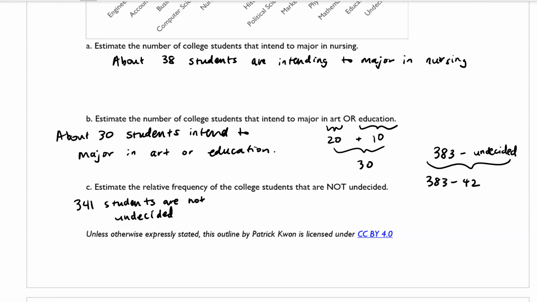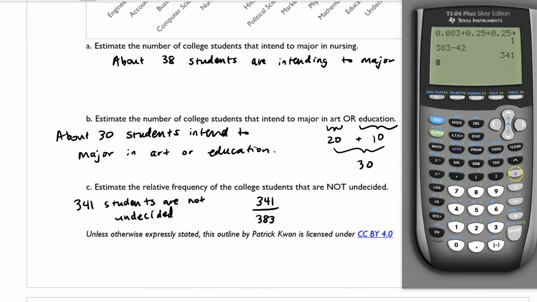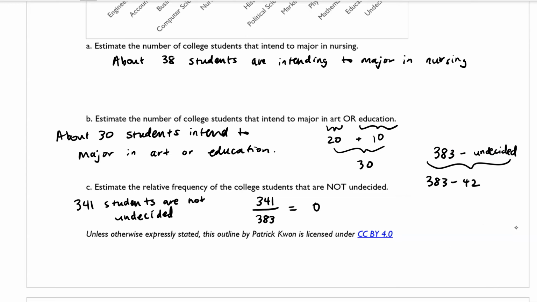And we want the relative frequency. So we want to take the 341 and divide that by 383 so that we can get the relative frequency. So I'm going to divide that by 383 and we get 0.8903. You always want to box your final answer. So that 0.8903 represents our final answer for the relative frequency.